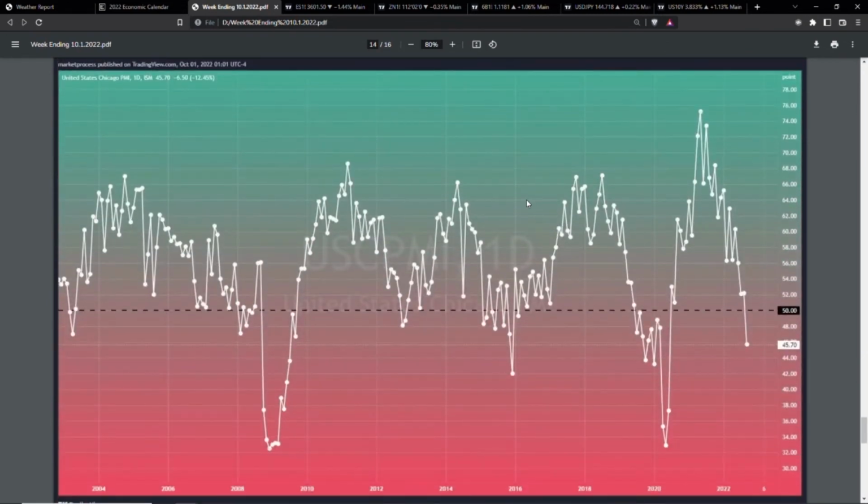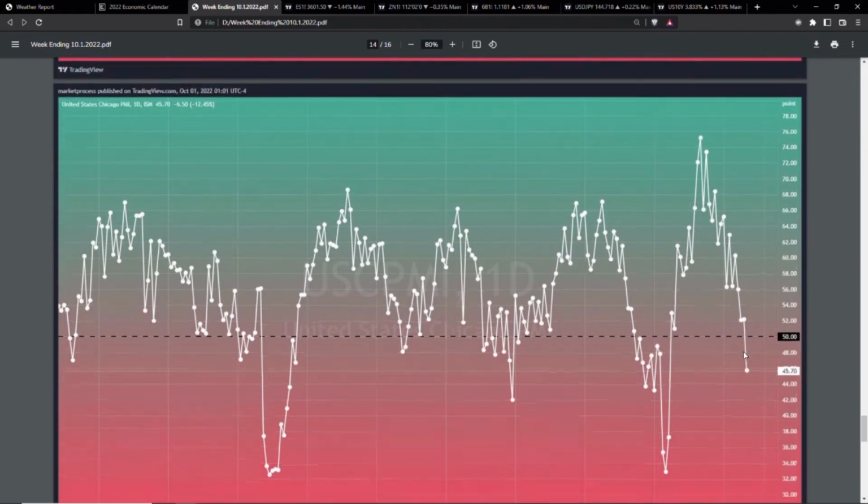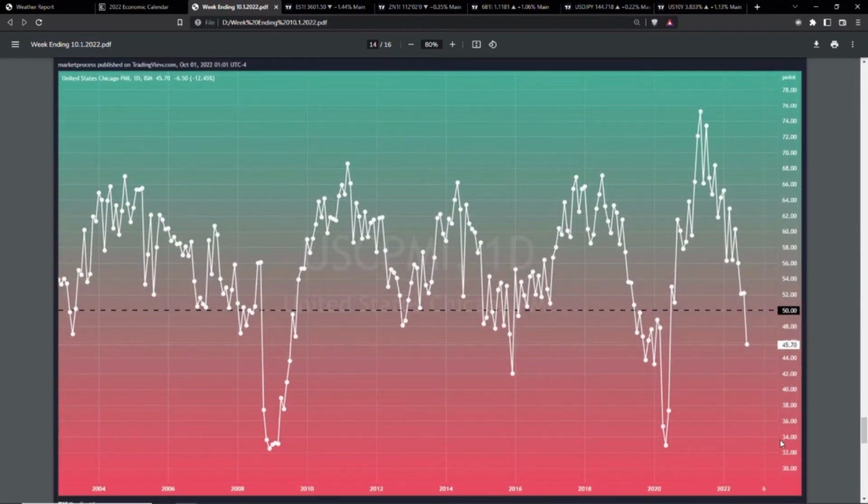And then we have Chicago PMI finally breaking under 50. So something to watch here. Back in 2008, we bottomed at 32. In 2020, bottomed at 32-ish. Even in 2016 to 2019, this did roll over into 2019. It was pretty much trading under the 50 mark until COVID hit, when the shit really hit the fan. So we're not that oversold here just yet.